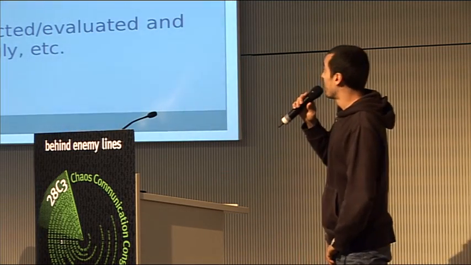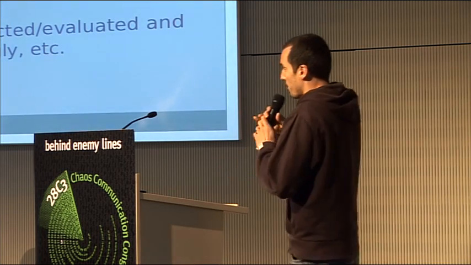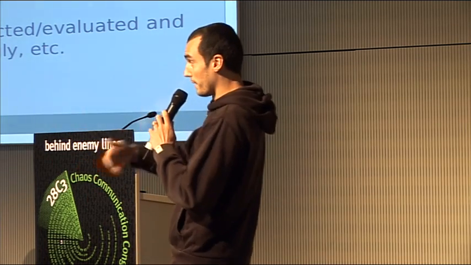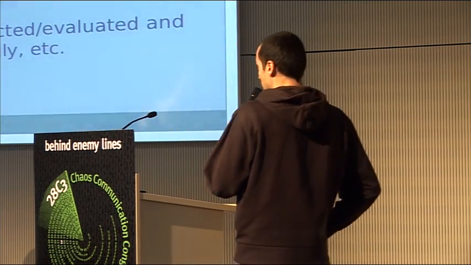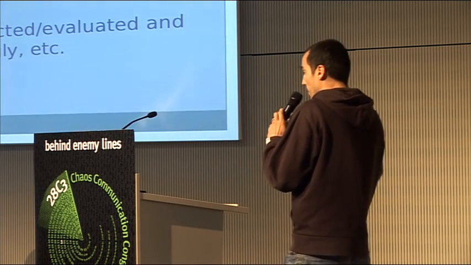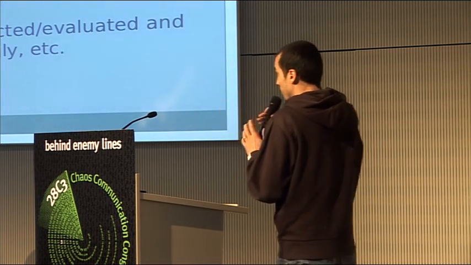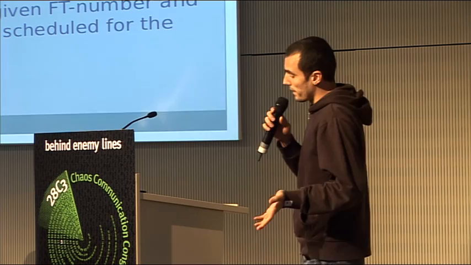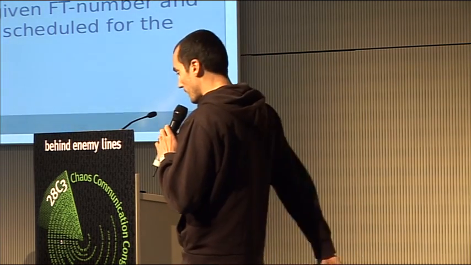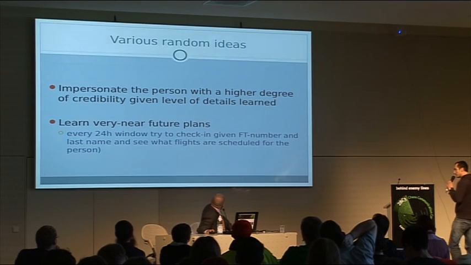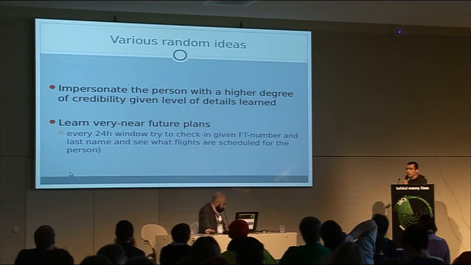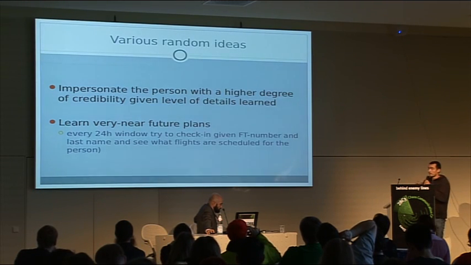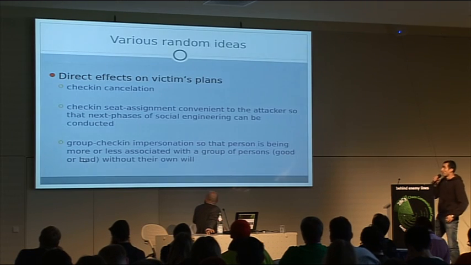Other random ideas include reconstructing or predicting a track for a given person. You have a target and you want to know where he'll be going. Having statistical data on him from boarding passes, you can predict or reconstruct a track to a certain degree of correctness. Or you can try to impersonate a given person by whatever means, checking on the name of a target and impersonating the target as if he or she will be flying like that.